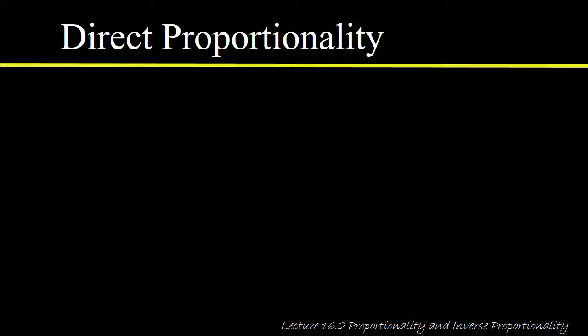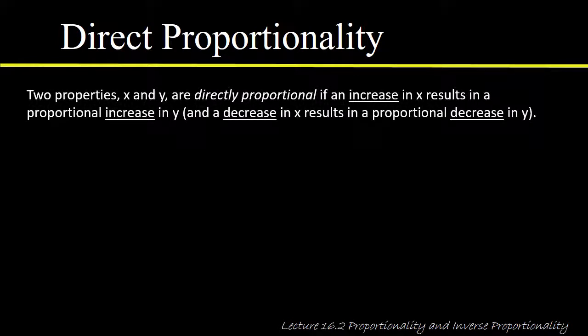All right. First, we're going to look at direct proportionality. You may have talked about this in school before you got to college. You probably didn't know it was going to come back up again. And direct proportionality is just a way of describing a relationship between two variables or two properties. Two properties, x and y, are directly proportional if an increase in x results in a proportional increase in y. And the same thing is true for a decrease in x resulting in a proportional decrease in y.